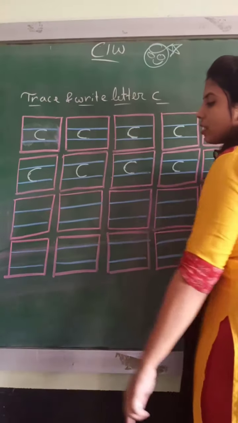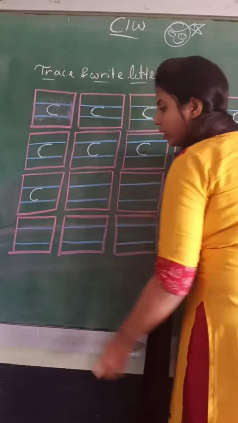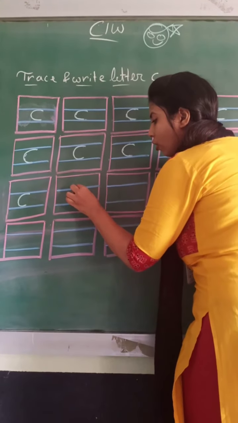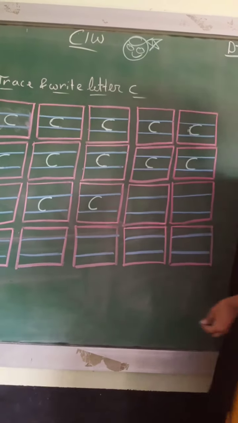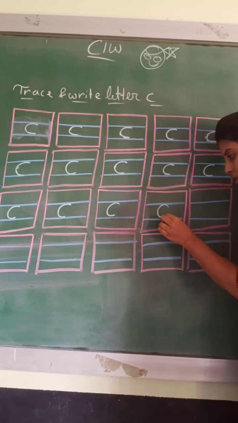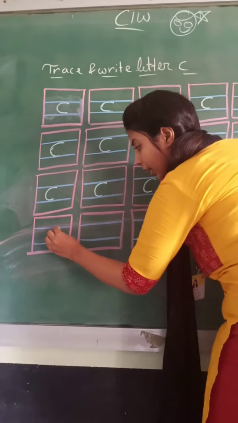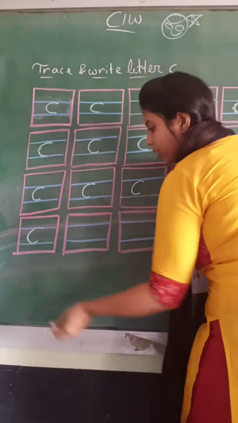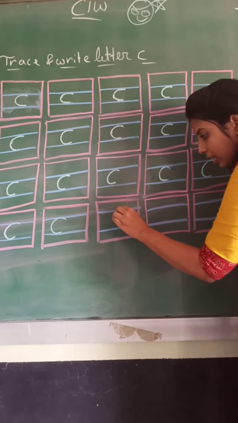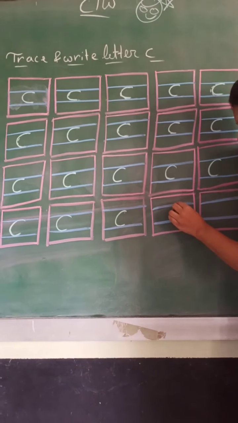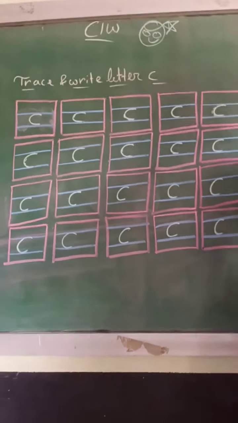Now we write the small letter C in the third row. Okay, so right side curve, small letter C. K, C for cat. What is the phonics sound of C? K. Between two blue lines. Again. Small letter C. Which letter is this? Small letter C. K. C. K. Cat. And our whole classwork is done.